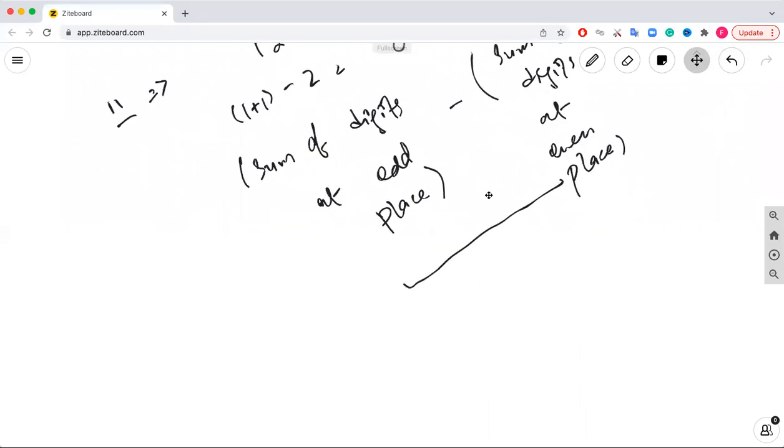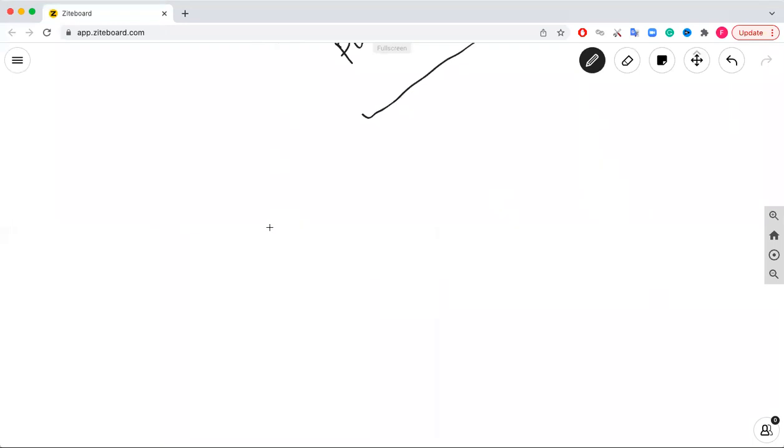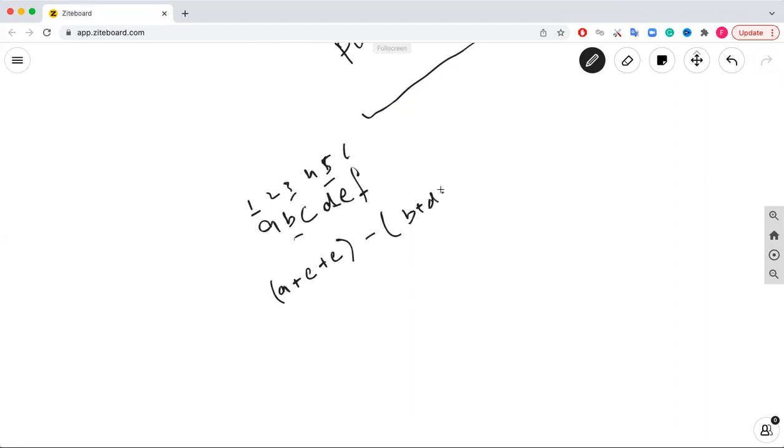Take any example, and for the time being, let's suppose we have A, B, C, D, just to give you an example, E, F. This is first digit, second digit, third digit, fourth digit, fifth digit, and sixth digit. You have to just add the digits at odd places, 1, 3, and 5. That is A plus C plus E, and subtract that from the sum of digits at even places, B plus D plus F. If the result of this is 0 or a multiple of 11, the number is divisible by 11, right?